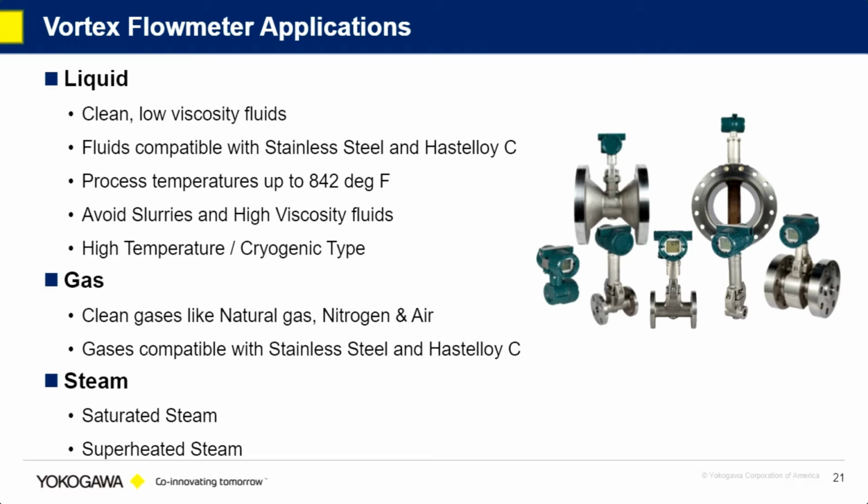But we also have multivariable options. Within the shedder bar, we have a built-in RTD assembly that can measure temperature. So for saturated steam, we have the built-in steam tables to give us a saturated steam measurement. If it's superheated steam or a gas application, with the VY meter, we can take an analog input from a pressure transmitter and do the math inside the vortex head to come up with a compensated mass flow for steam or for gas.